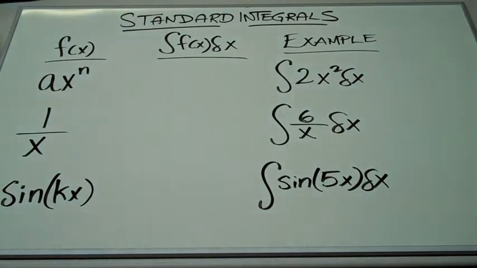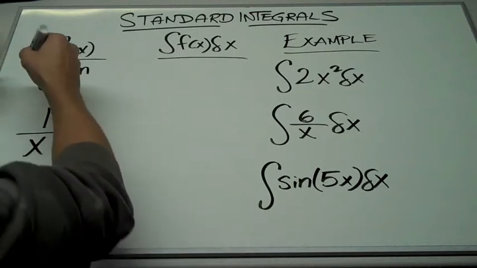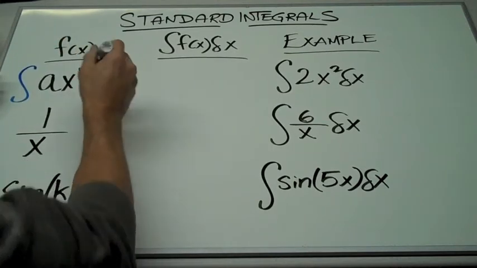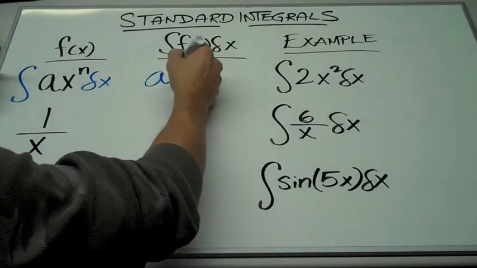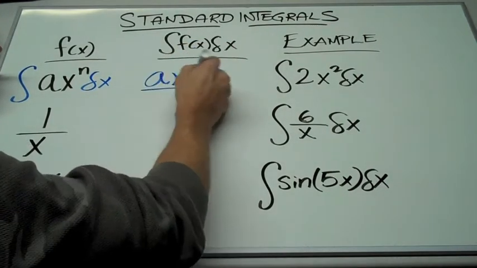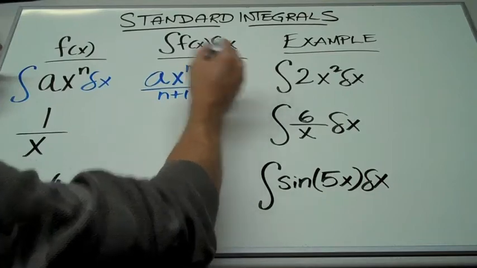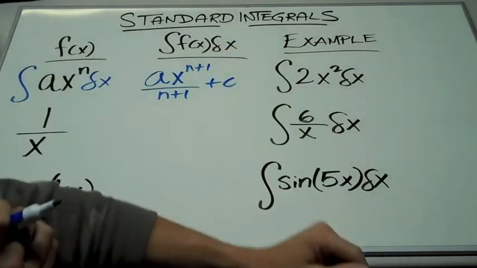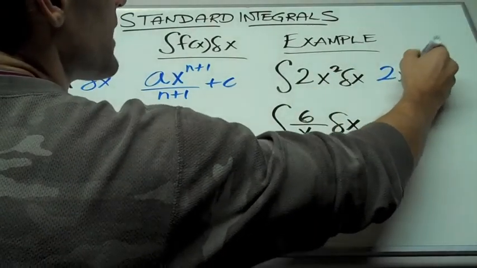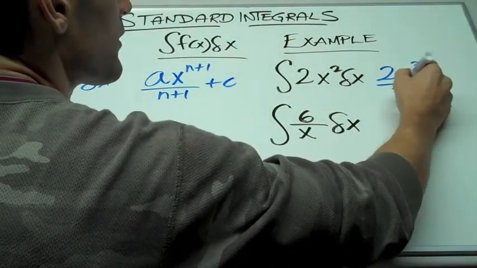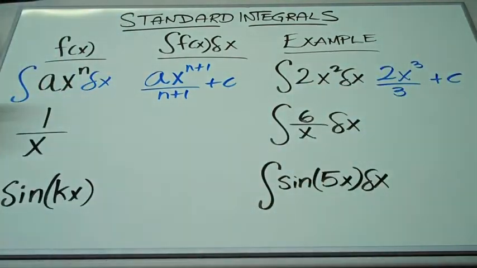Okay, after all of that build-up, we're finally ready to look at some standard integrals. We've already seen this one before, but I think it's worth repeating. If I take the integral of ax to the n dx, I get a times x to the n plus 1 divided by n plus 1 plus c. For example, the integral of 2x squared dx is 2 times x cubed divided by 3 plus c.